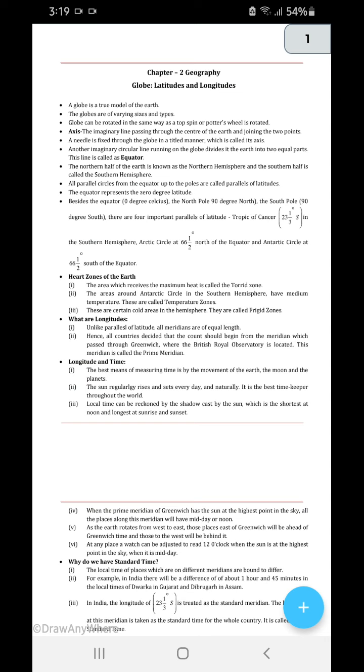The northern half of the Earth is known as the Northern Hemisphere and the southern half of the Earth is known as the Southern Hemisphere.